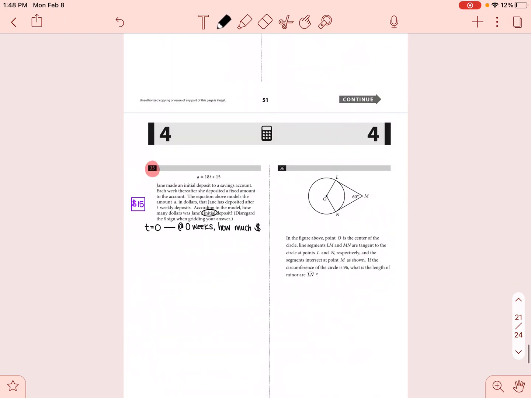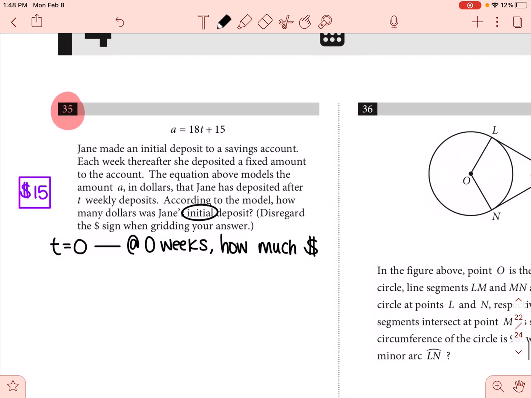Here is the last problem I'm going to do with us today, and it's a quick one. Again, the SAT is going to give you problems that seem complicated. This should be a quick problem. You don't need a calculator for it either. Jane made an initial deposit to a savings account. Each week thereafter, she deposited a fixed amount to the account. The equation above models the amount A in dollars that Jane has deposited after T weekly deposits. According to the model, how many dollars was Jane's initial deposit?